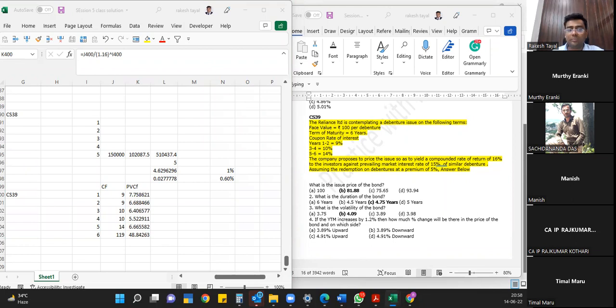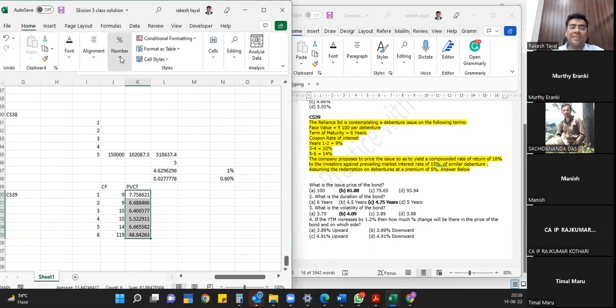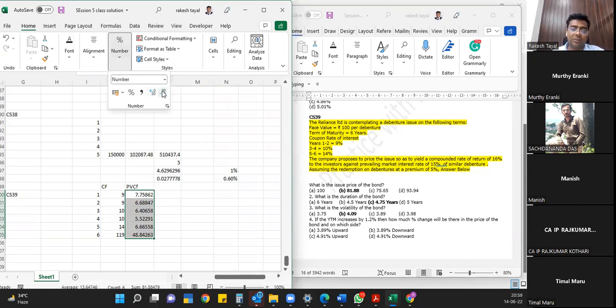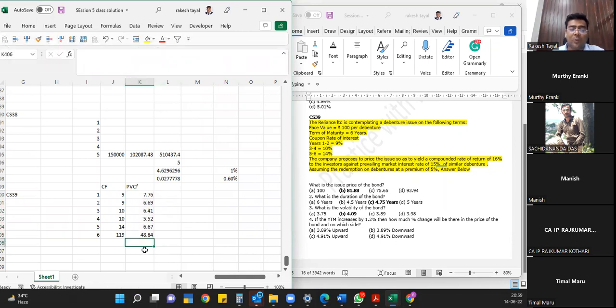Sir, just because that is expected by the company, it is a discount rate. No, this is not expected. Company has to fix the price. Expected return of the investors is 15%, but Reliance always gives the investor more than needed. So he said I will give 16% and fix the price the same way. So I have to fix the value of the bond, fix the price.